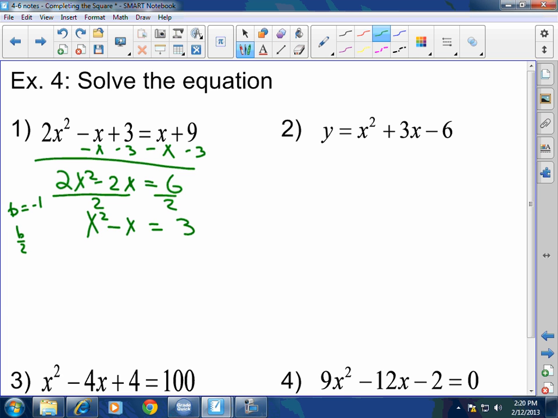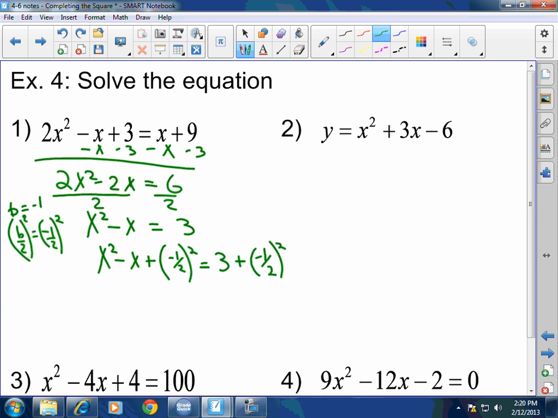What's b over 2 squared? What is it? Negative 1 half squared. Am I going to calculate that value? No. So I'm going to have x squared minus x plus b over 2 squared. You got to add it to both sides. Are you with me? Yes, sir. You guys with me? Yes. So then this is going to be, what does this turn into? X minus 1 half squared equals 3 1/4, which would be 13 over 4. Is everyone with me so far?